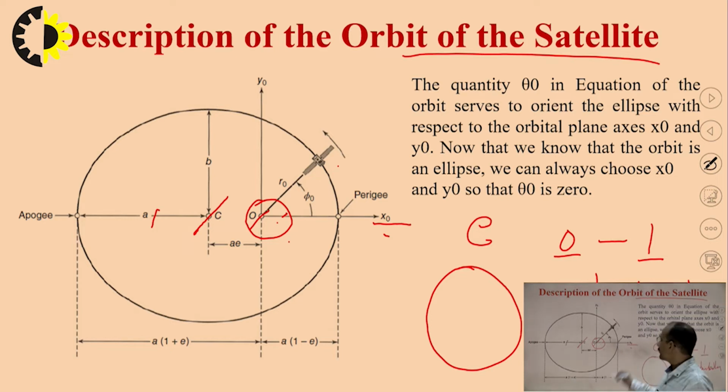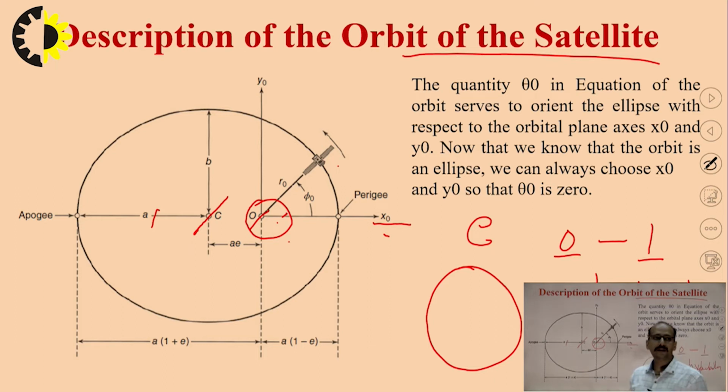So here we are talking only about the orbit description. Here you can find that this distance is r naught, this angle is phi naught, and as per this distance, that is a.